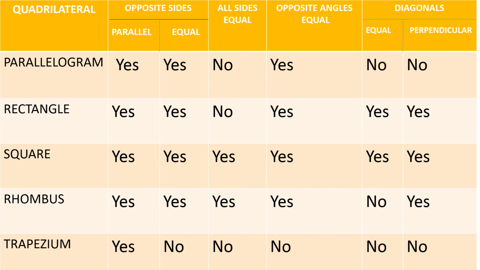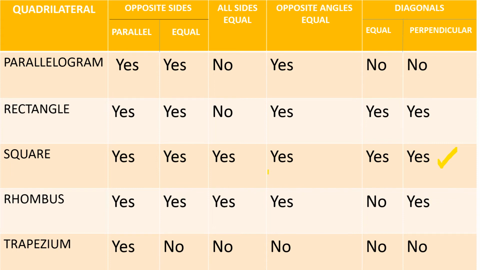Then square: opposite sides are parallel and equal, all sides are equal, opposite angles are equal, diagonals are equal and perpendicular to each other. For square alone, all the conditions are true.